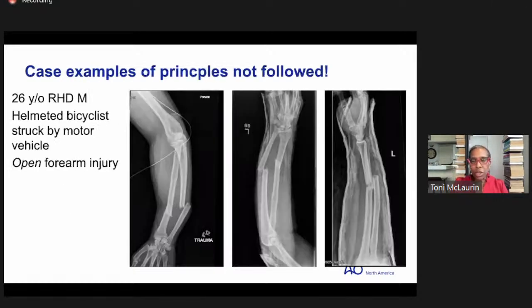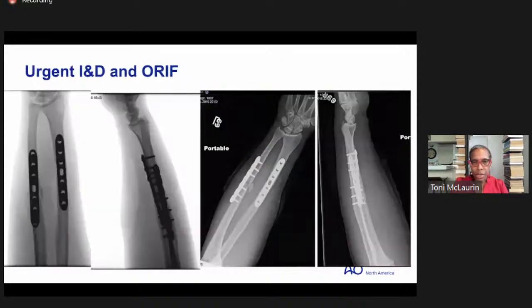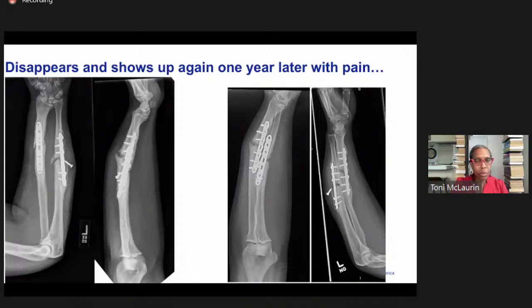And I just want to show this case real quick as just an example of the principles not being followed. This is a 26-year-old right-hand dominant helmeted bicyclist struck by a motor vehicle. He had this open forearm fracture. So, looks pretty standard. Compression plating, looks okay, looks fine, don't expect anything bad.